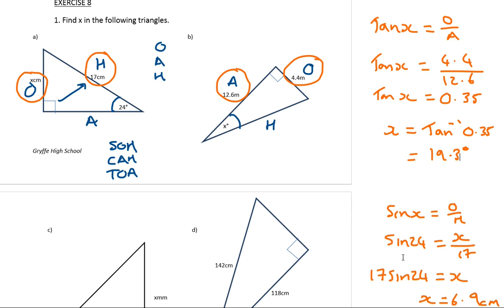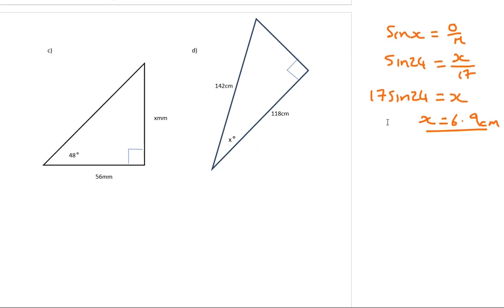This one's an easier one because we just do sine over number and it's very easy to rearrange. But this one we have to do the inverse to work out the angle. So if your angle's unknown, you'll be doing the inverse. Let's practice a few more then, shall we?